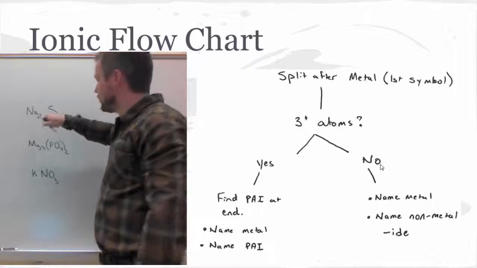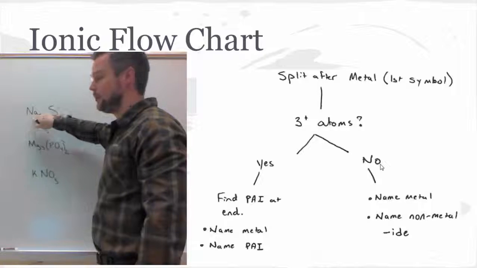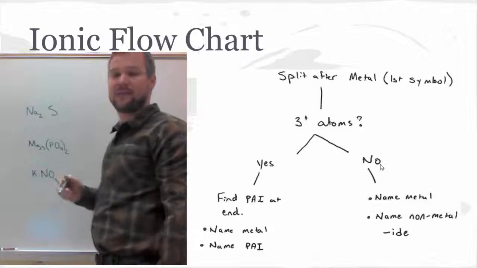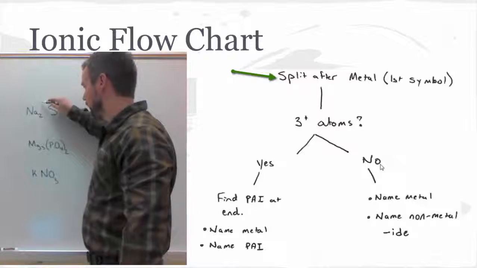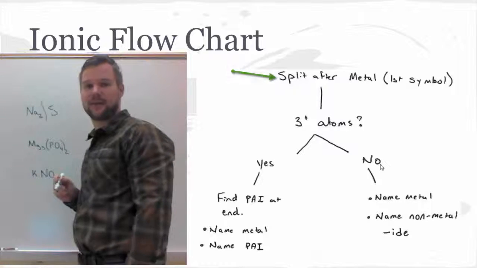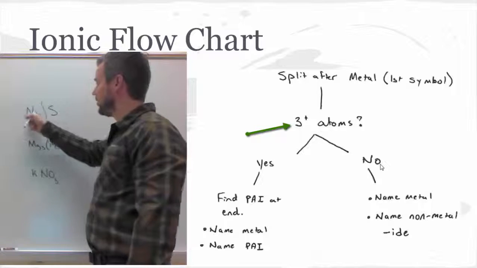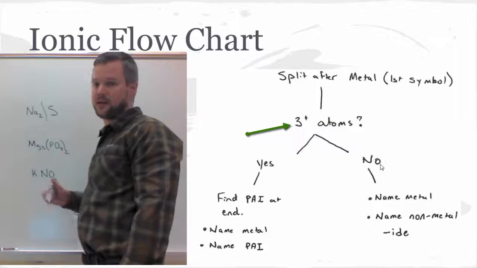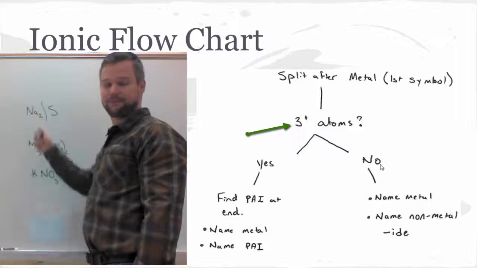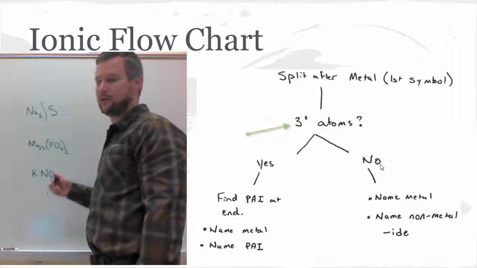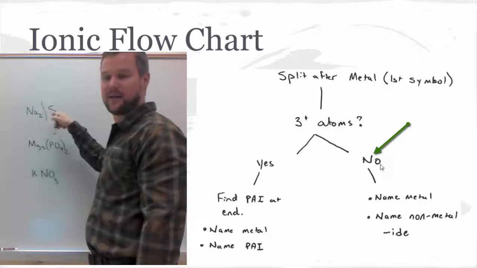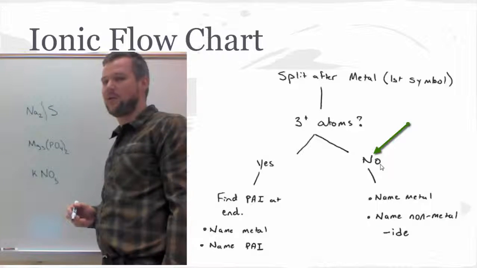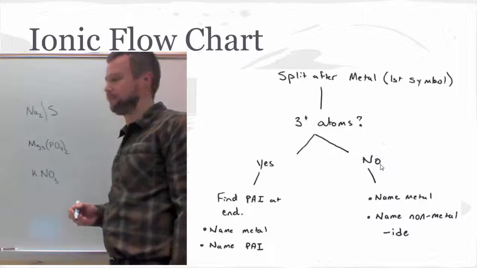On the board I have the Na symbol and the S symbol. So I have to find the metal. Now the metal is always going to be on the left-hand side of the formula. So split it after the left-hand side. And then I only have 2 atoms. Yes, there's a subscript on the Na, but I don't want to count that as multiple atoms. It's just 2 copies of sodium. So I have Na and I have S, 2 atoms. So I don't have 3 or more atoms in this case.